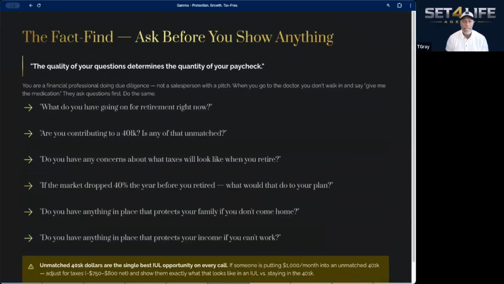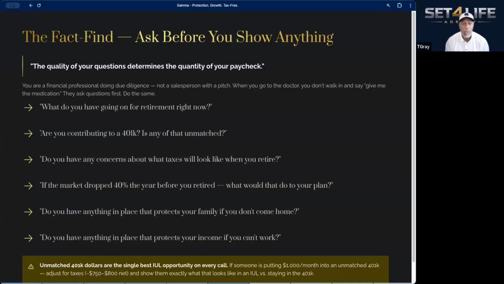So how do you get there? You ask questions. And the quality of your questions is going to determine the quantity of your paycheck. Remember, you're a financial professional, so you do your due diligence. Now, you're not just a salesperson with a pitch. You're trying to help this person, right? When you go to the doctor, you don't walk in and say, give me medication. They ask questions first, diagnose, and do what's appropriate. That's how we do it here.